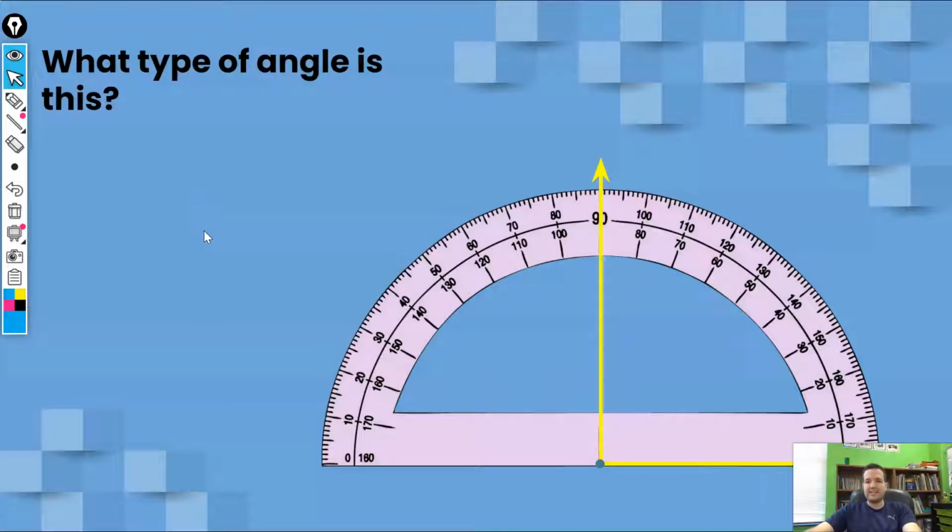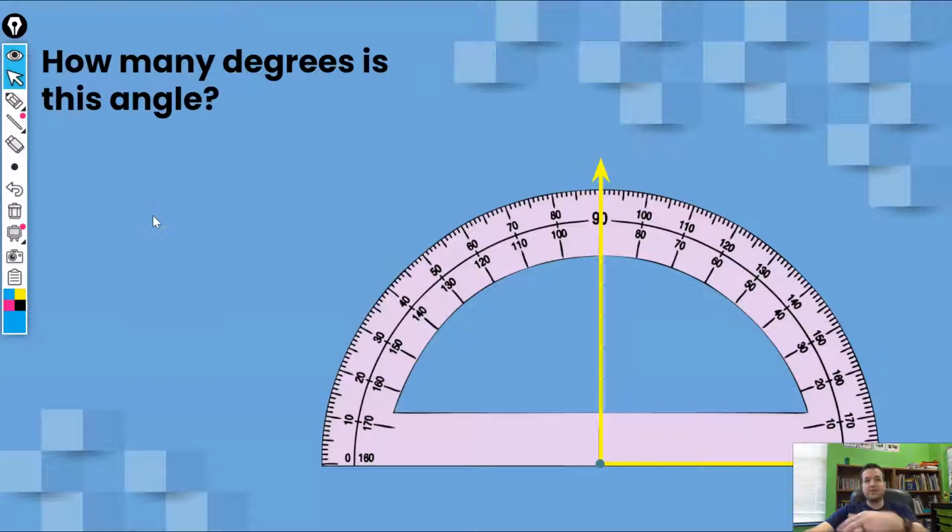What type of angle is this? I love those questions, right? That's a right angle. It makes a perfect square corner, right? Exactly 90 degrees. How many degrees is this angle? Well, I just gave you the answer a few seconds ago. So if you didn't say 90 degrees, you're not listening.